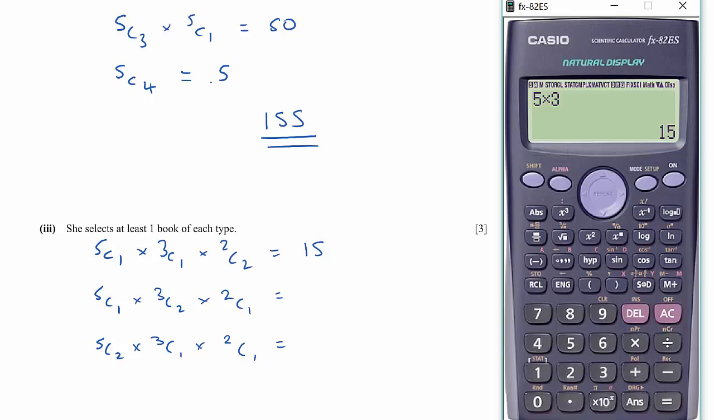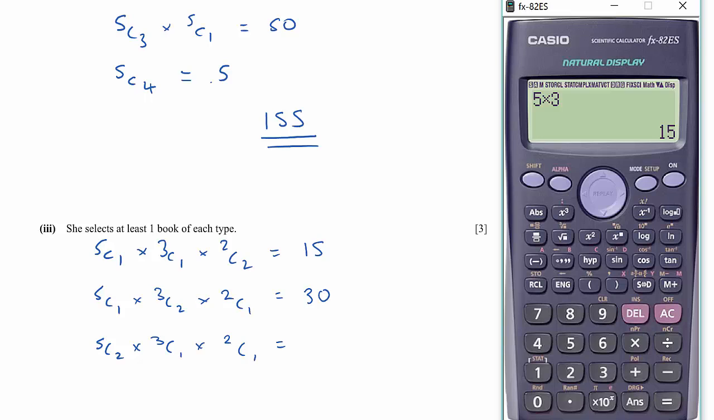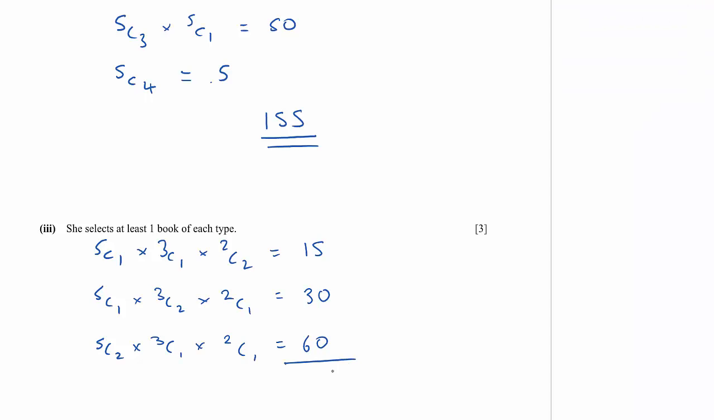Then here, 5 choose 1, that's 5, 3 and 2, so those are 30. And then 5 choose 2, 5C2, I think that's 10, isn't it? Let's just check that again. 5C2, that's 10. And then there's 3 choices here and 2 there. So altogether that's 60, and if we add those together, we get 105.